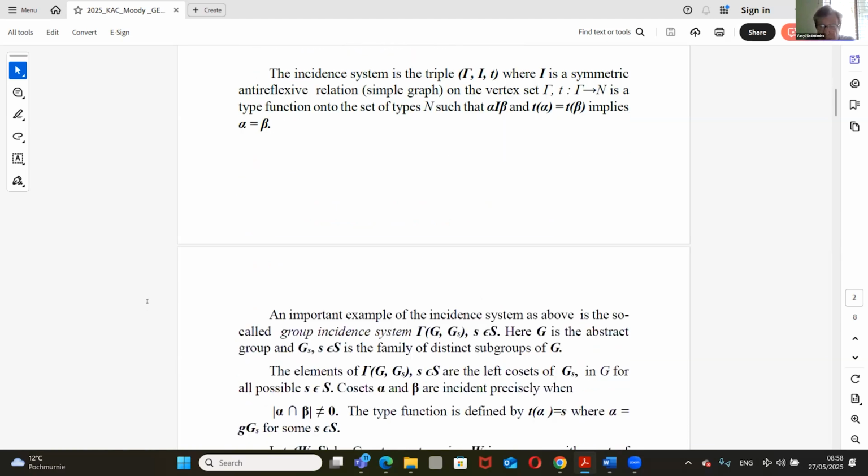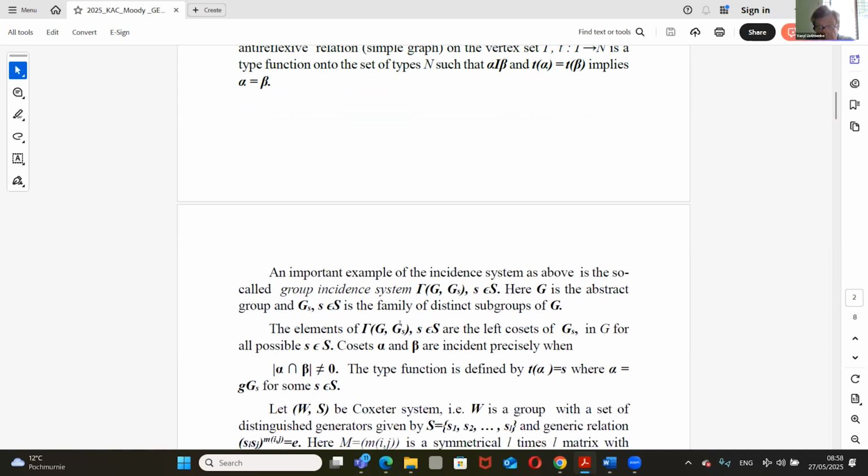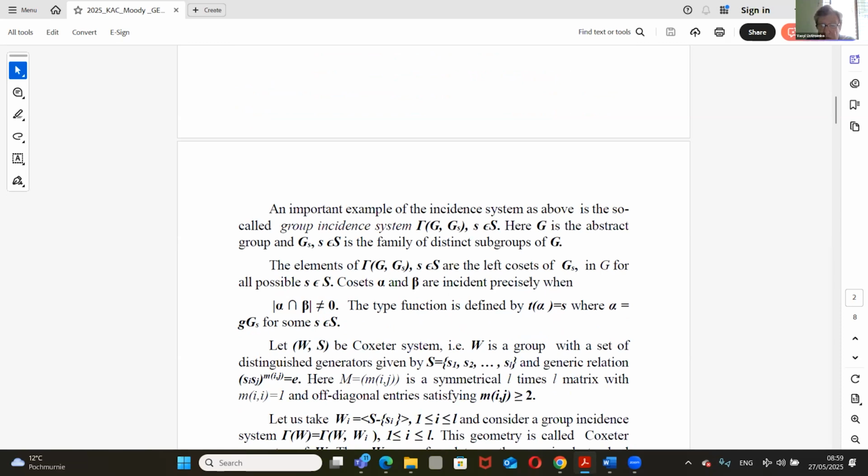An important example of an incidence system as above is the so-called group incidence system, Gamma(G, G_s), s belongs to S. Here G is an abstract group, and G_s is a family of distinct subgroups of G. So the elements of the incidence structure Gamma(G, G_s) are left cosets of G_s in G for all possible s from S. Cosets alpha and beta, say left cosets, are incident precisely when the intersection of alpha and beta is not the empty set. The type function is defined: t(alpha) is s, where alpha is a left coset of G_s for some s belonging to S.